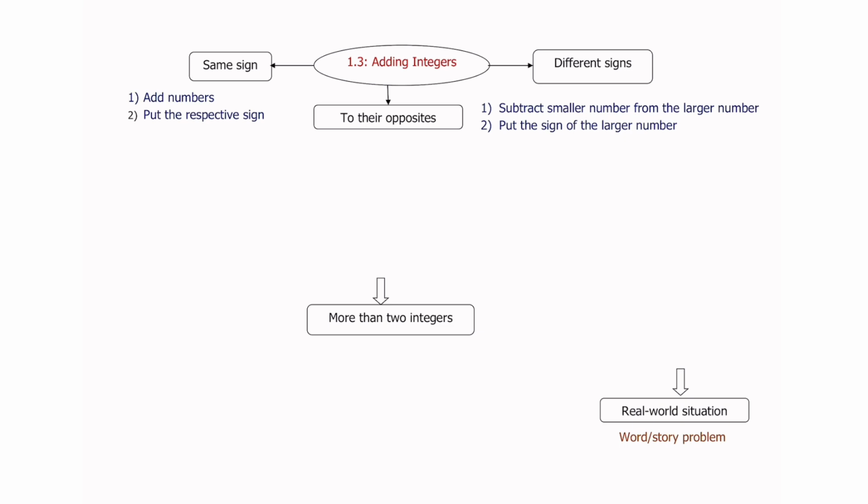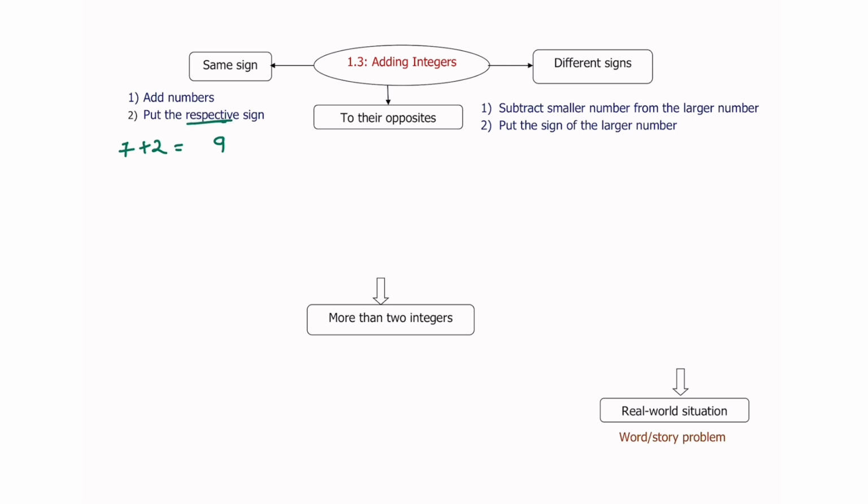The instructions are here. Add numbers. First step is to add numbers. Whatever those numbers are, you add them and then you put the respective sign. So that's the rule. Let's understand this with an example. 7 plus 2, for instance. First step, add them. So 7 plus 2 is 9, and put the respective sign.